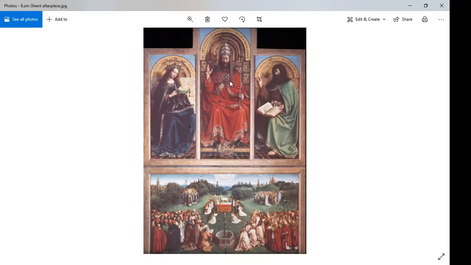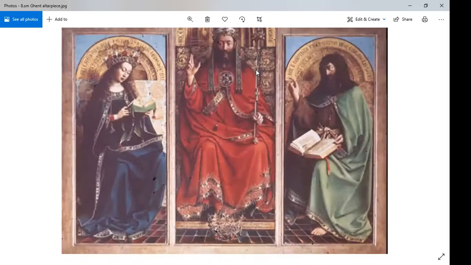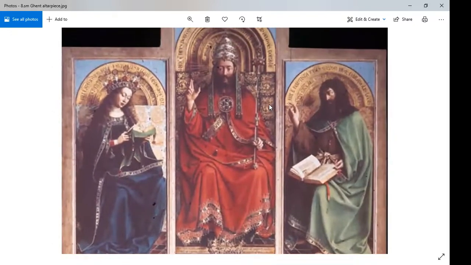How do we know? First of all, he's seated higher than the other two figures. We'll say who they are in a minute. He's in the middle and he's seated at a higher level than the others. Plus, he's got a crown on. That's God. Supposedly, the most important figure in heaven would be God. So there he is in the middle. Who are the other two figures?